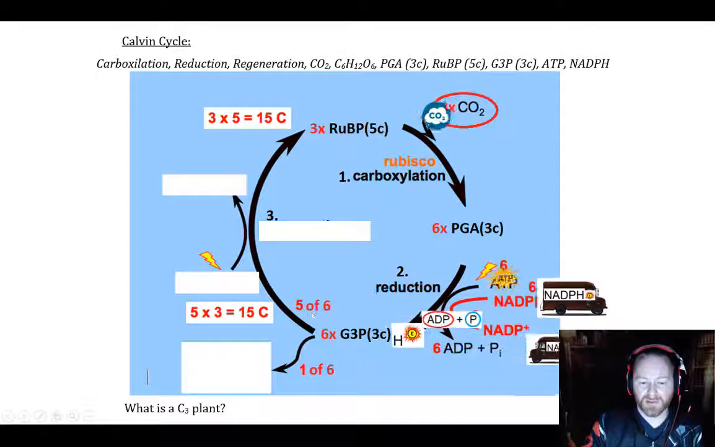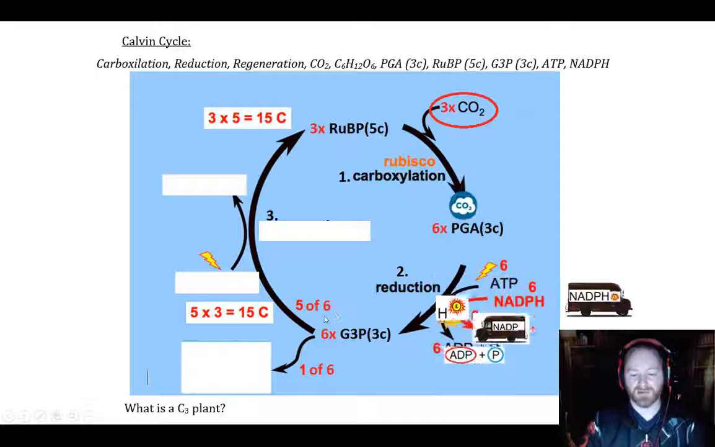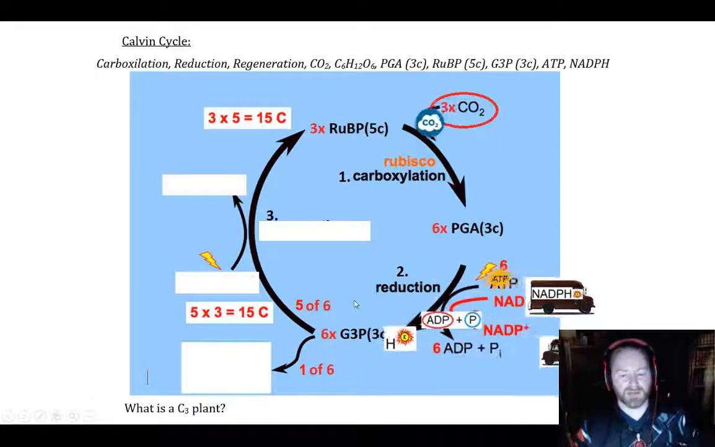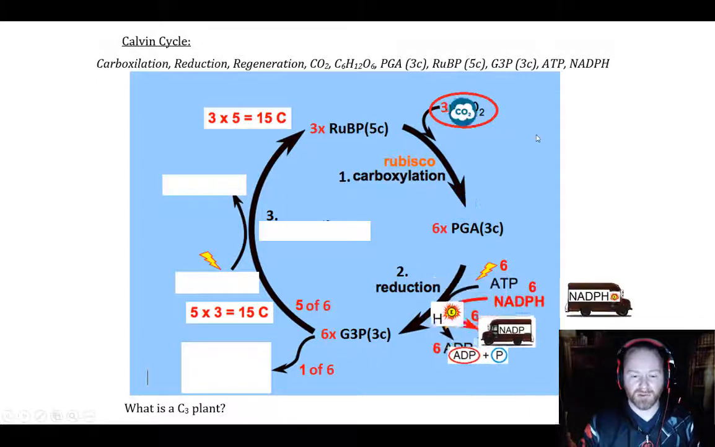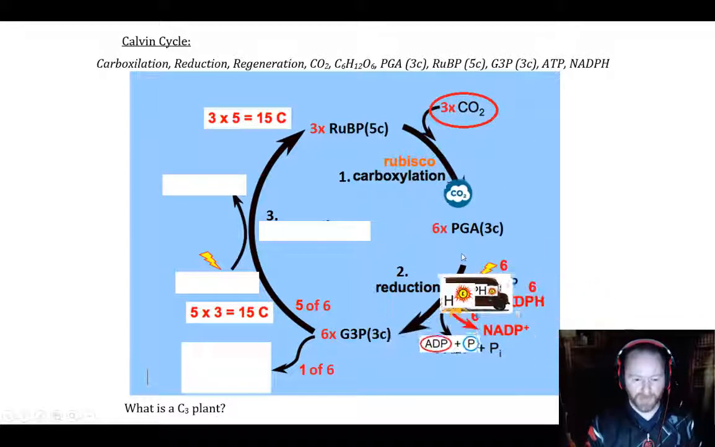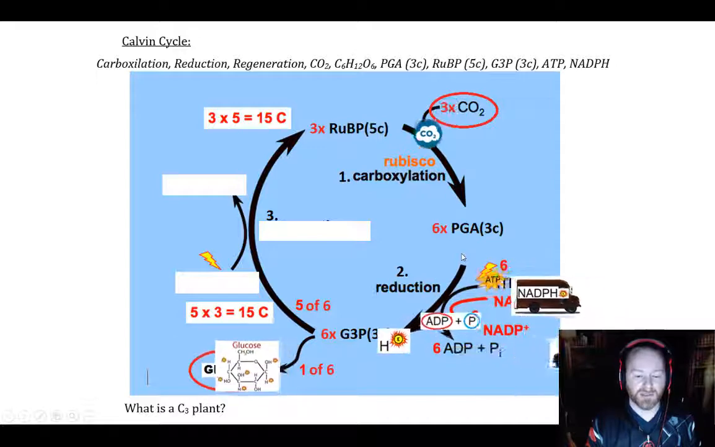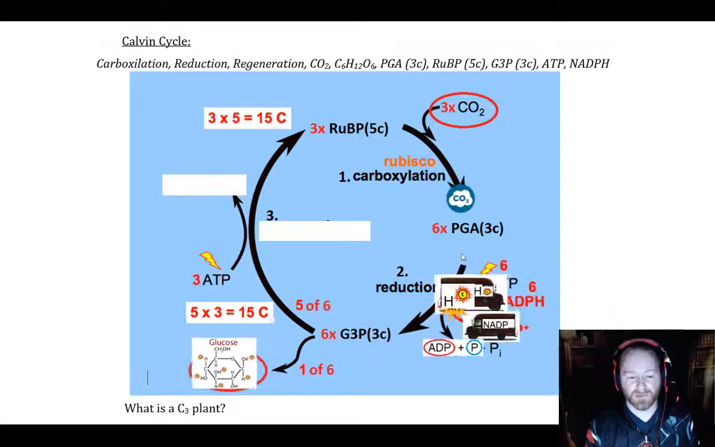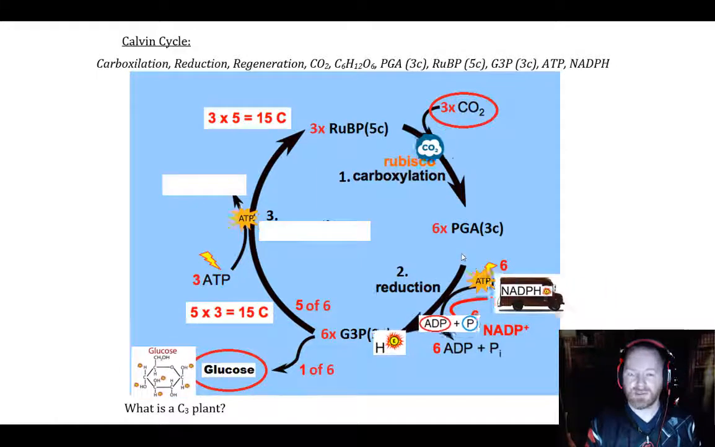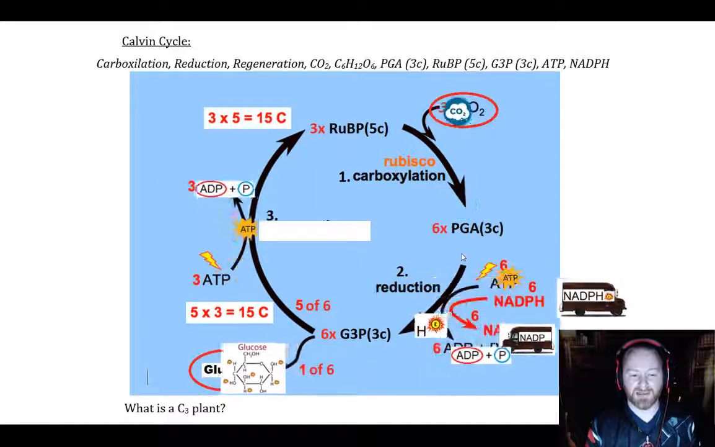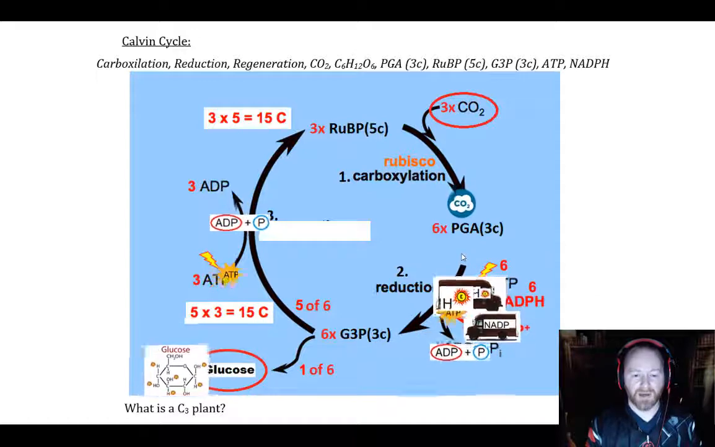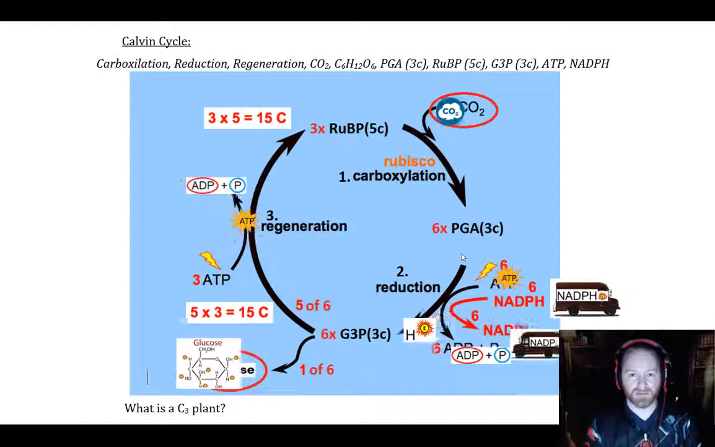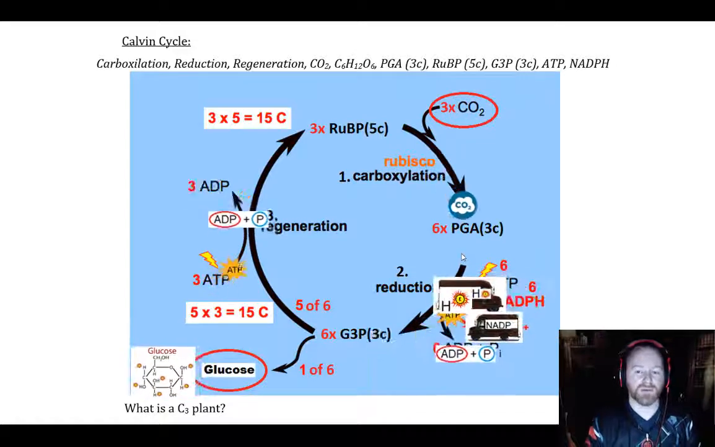So looking at the 5 of those 6, the 5 G3Ps that go on, we're not done with the cycle yet. We have to get back to the RuBPs. First thing we need in order to do this is some energy. So we're going to use a little bit of ATP. It comes in, and ATP will always break down into ADP and a phosphate. When this happens, we simply regenerate the G3Ps back into RuBPs.